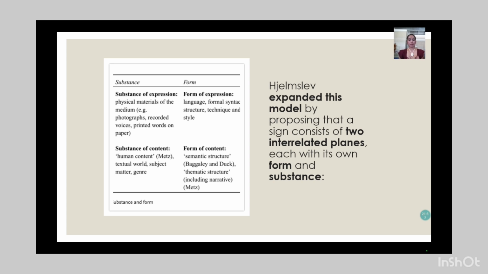Again, Hjelmslev expanded this model by proposing that a sign consists of two interrelated planes, each with its own form and substance. The substance of expression: the physical materials of the medium, for example photographs, recorded voice, printed words on paper. The form of expression: language or formal syntax, structure, technique, and styles. The substance of content: human content, textual world, subject matter or genre. The form of content: semantic structure, thematic structure including narrative.